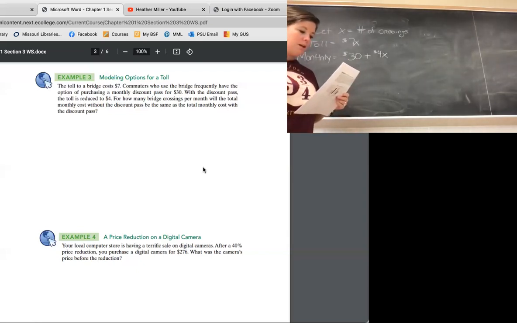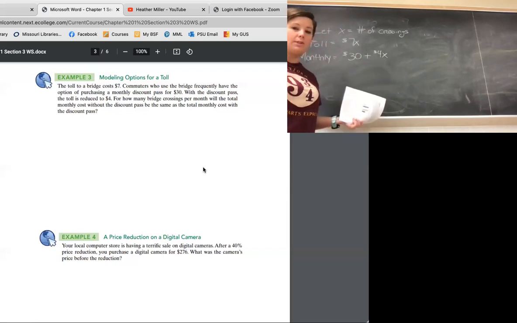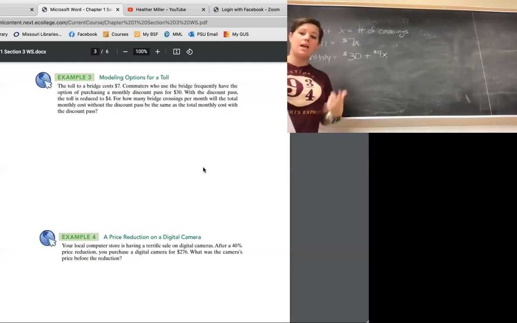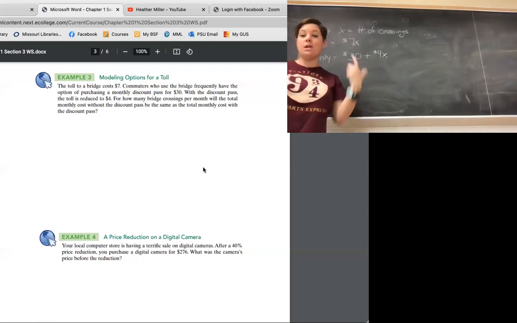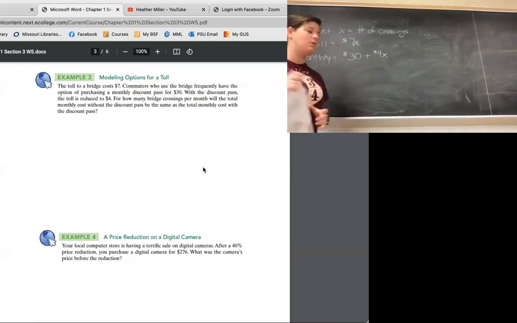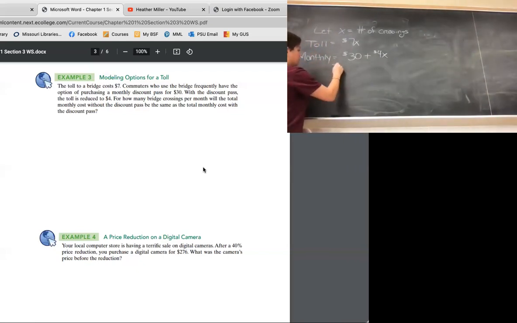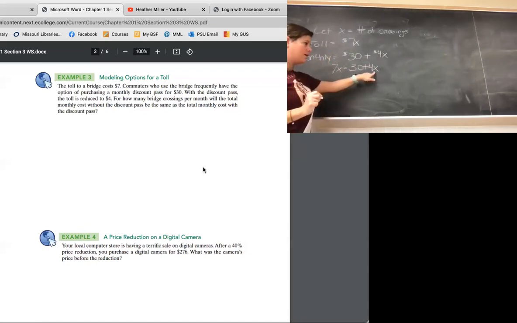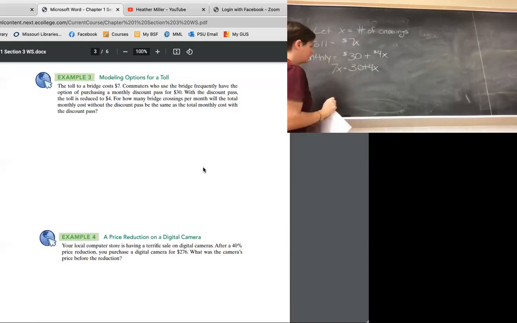So it says, how many bridge crossings per month will the total monthly cost without the discount pass be the same as the one with the pass? So we want to know, when are these two things the same? If I say same, hopefully you think of equal. When are those two things equal? So we're going to set them equal. And then we're going to solve for our x in order to determine how many times we have to cross the bridge. So I have 7x equals 30 plus 4x.